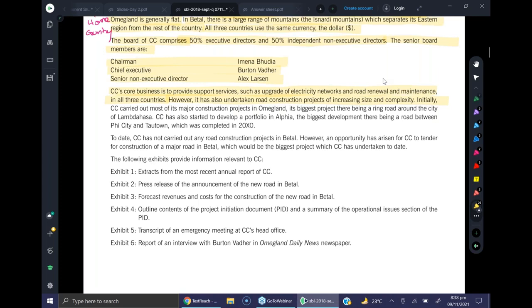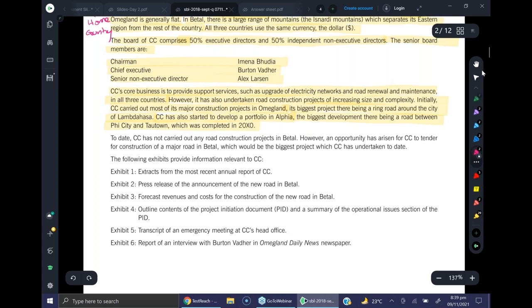Further, it says initially CC carried out most of its major construction projects in Omegland. Its biggest project there being a ring road around the city of Lamdasha. So they're telling you about the company's current work and how they are performing, if they are growing or not, etc. So just to make you familiar with the business environment. Okay, CC also has started to develop a portfolio in Elfia. The biggest development there being a ring road between Fee City and Tow Town, which was completed in 20x0.